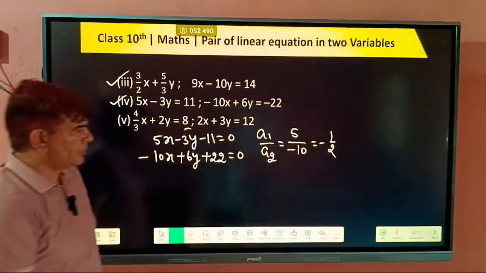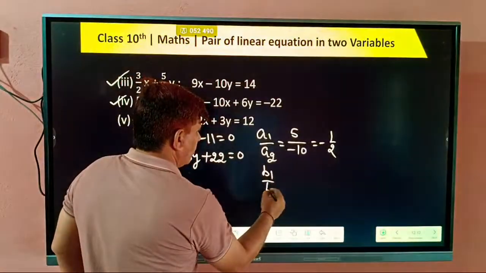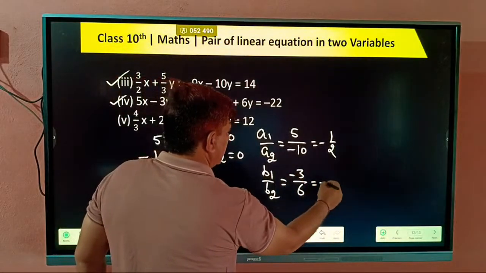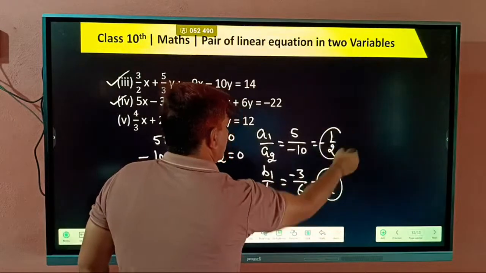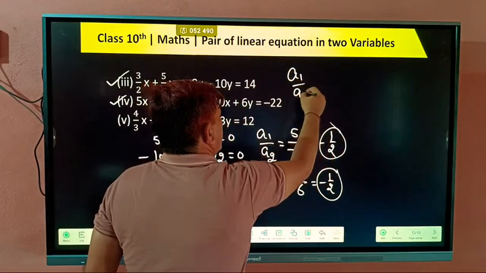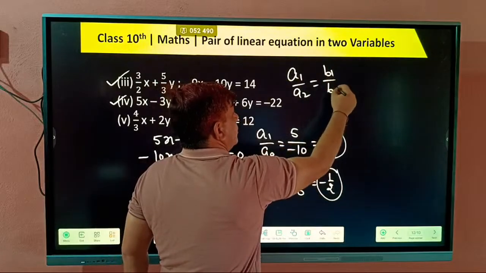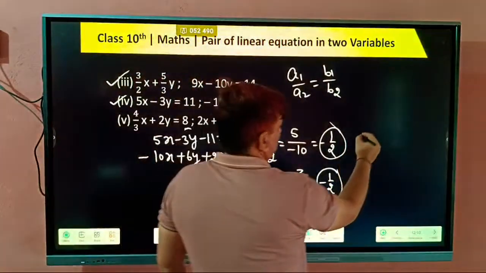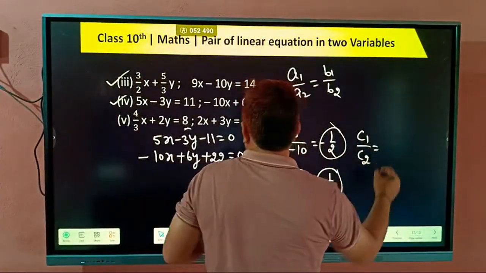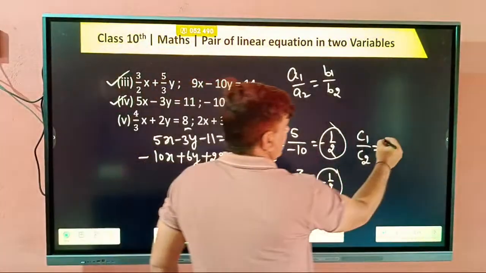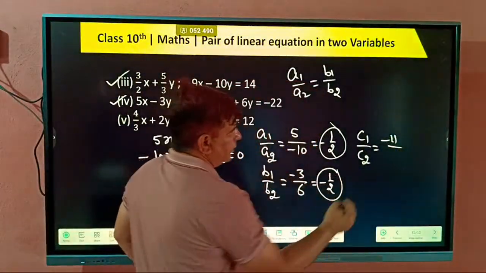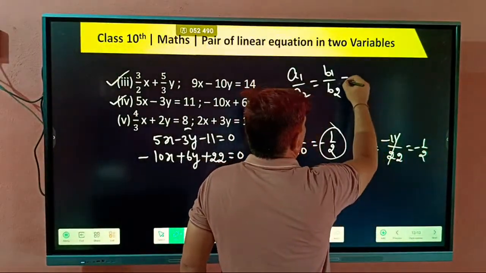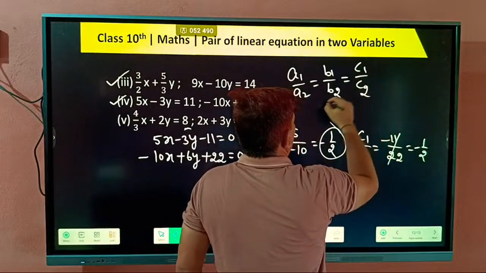Directly I am doing now. B1 by B2 is minus 3 by 6, which is equal to minus 1 by 2. It means A1 by A2 is equal to B1 by B2. Now, what's your C1 by C2? C1 is minus 11, by 22. If you cancel it, minus 1 by 2, so this is equal to C1 by C2.